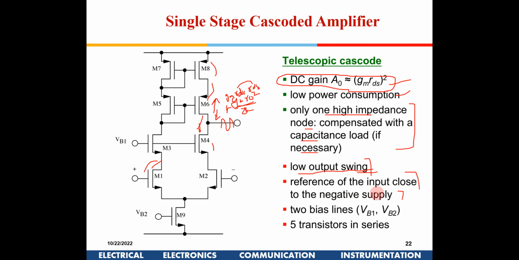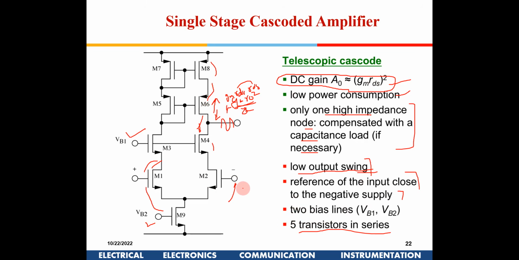Reference of the input close to the negative supply, that is the common mode signal. If you see here, it is close to the tail current, and hence on the negative side there is very little margin. Two bias voltages are required, VB1, this one and this one, and 5 transistors are in series, 1, 2, 3, 4, 5. So these are some of the drawbacks of having a single stage cascode amplifier.